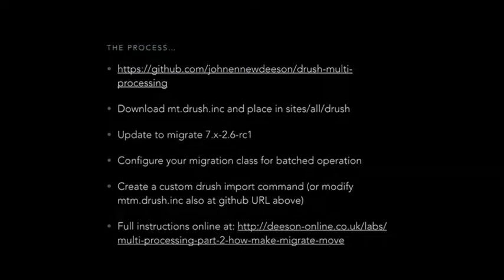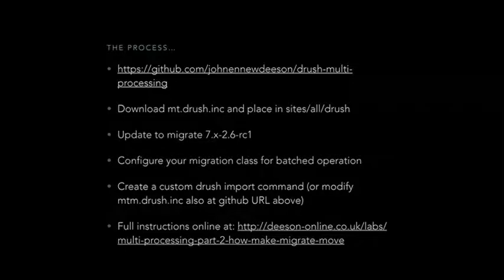So what is the process of multi-threading migration? There's some code at GitHub. We'll make these slides available, but you can go and get that. There are some blog posts that talk about this as well. If you pull that from GitHub, you end up with a couple of files. Mt.drush.inc is a multi-threading handler for Drush, and it provides a couple of functions, which we'll look at later. You put that somewhere Drush can find it, like sites/all/drush for your Drupal 7 sites. You need to be running the latest releases of Migrate for this to work.